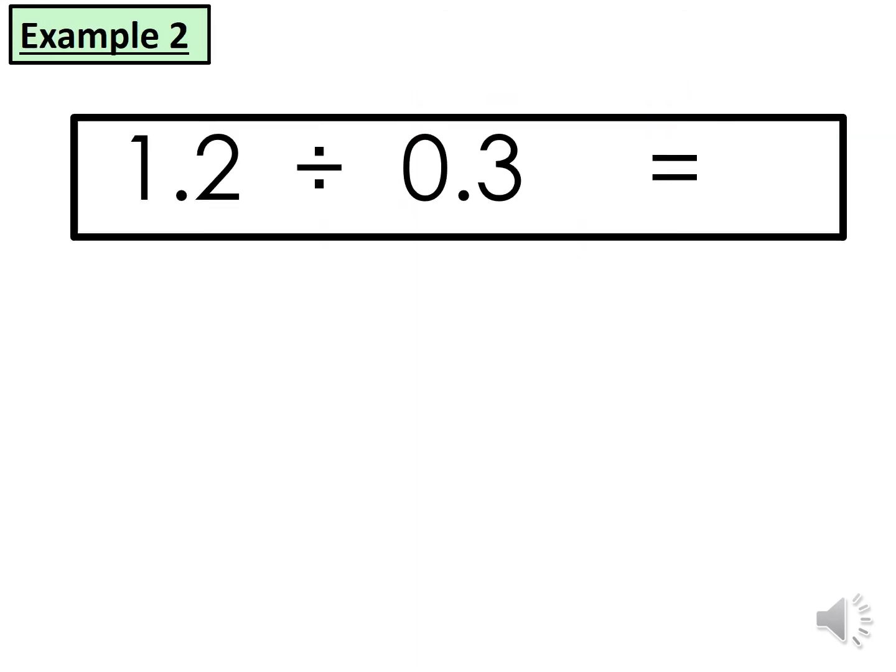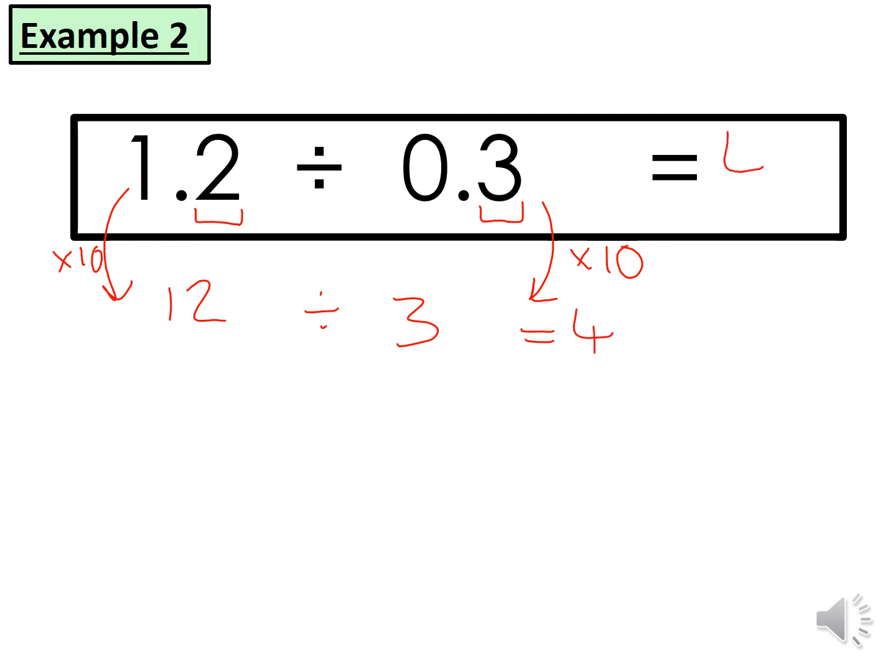We now have a decimal divided by a decimal. We notice from the first one we have one number after the decimal point, and for the second number we also have one number. So the largest amount of decimal place values we have is 1. To turn them into whole numbers I must multiply this side by 10 and this side also by 10, and we get 12 divided by 3, which equals 4. Our answer is 4.